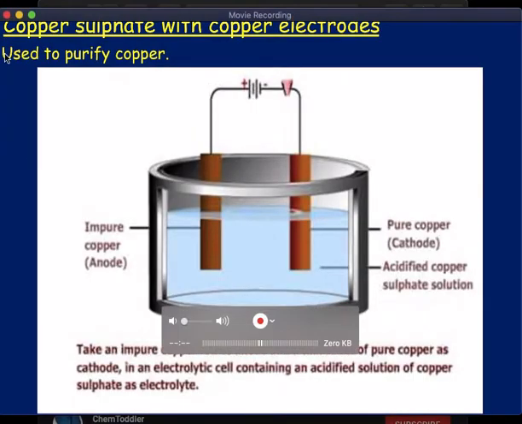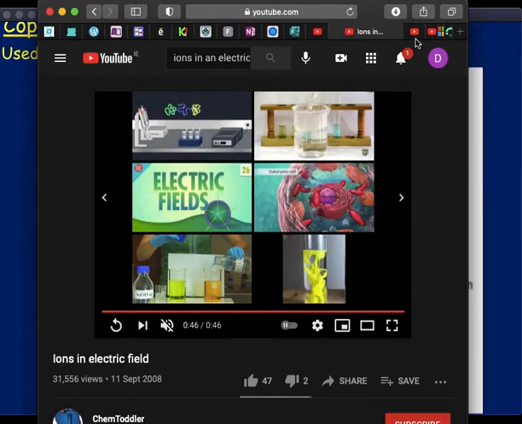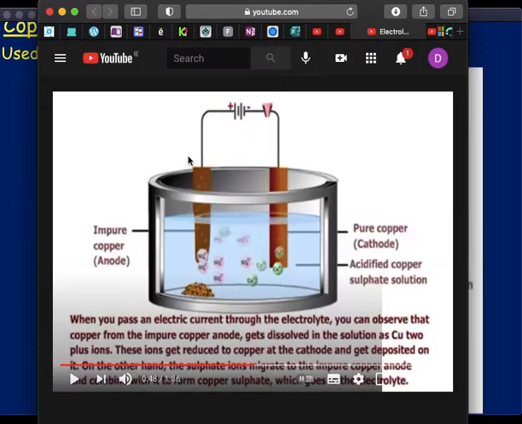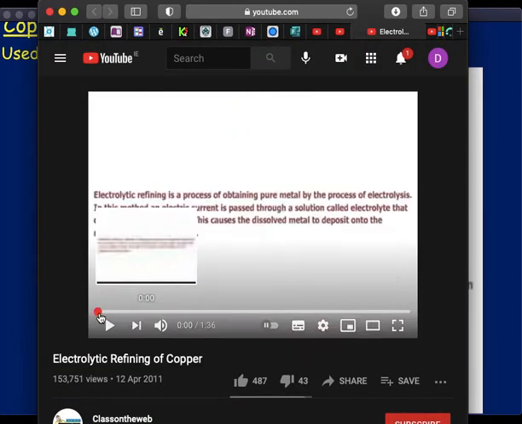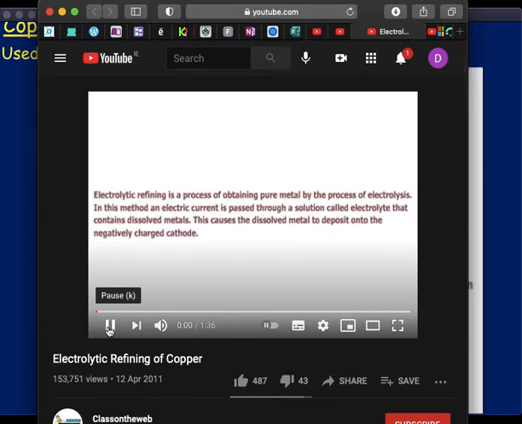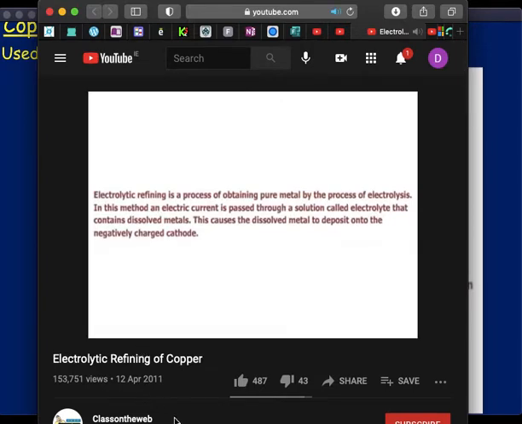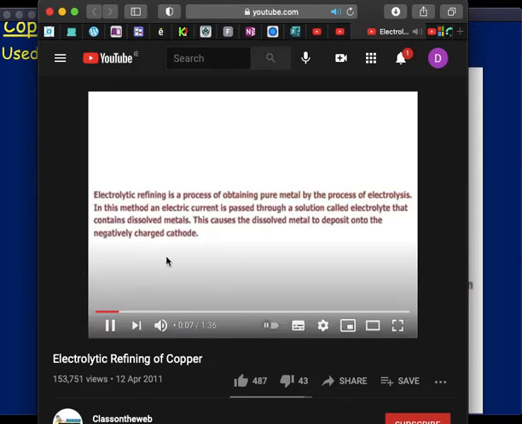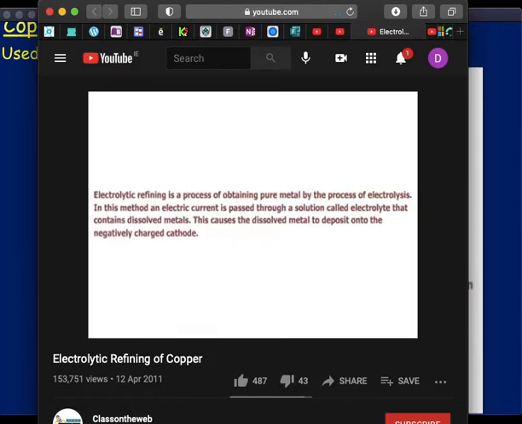In this one then, slightly more complicated in its setup. Electrolytic refining of copper. Electrolytic refining is a process of obtaining pure metal by the process. Okay, I'm going to leave him do his little spiel.